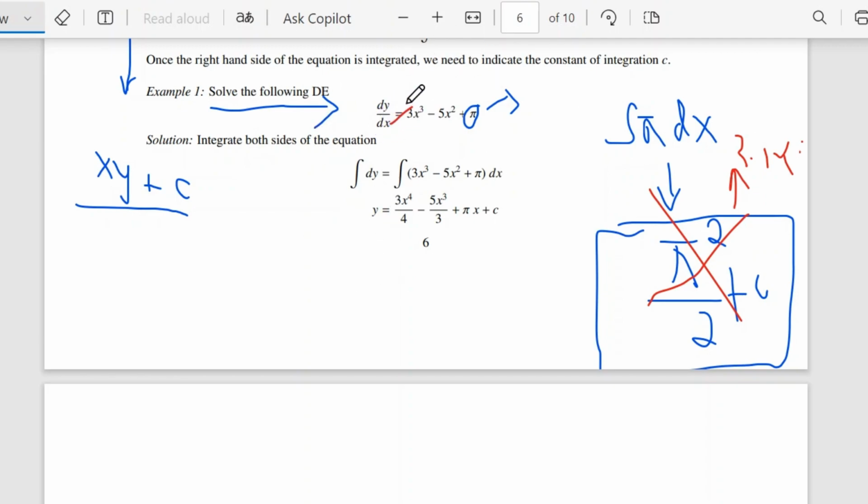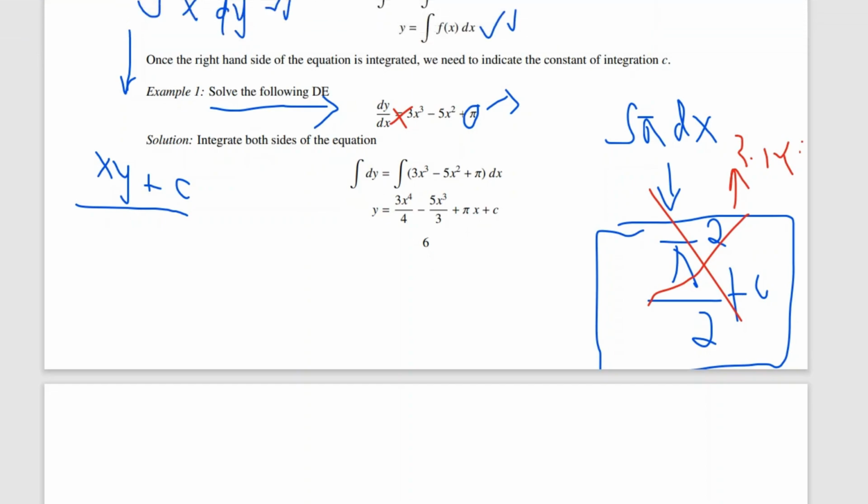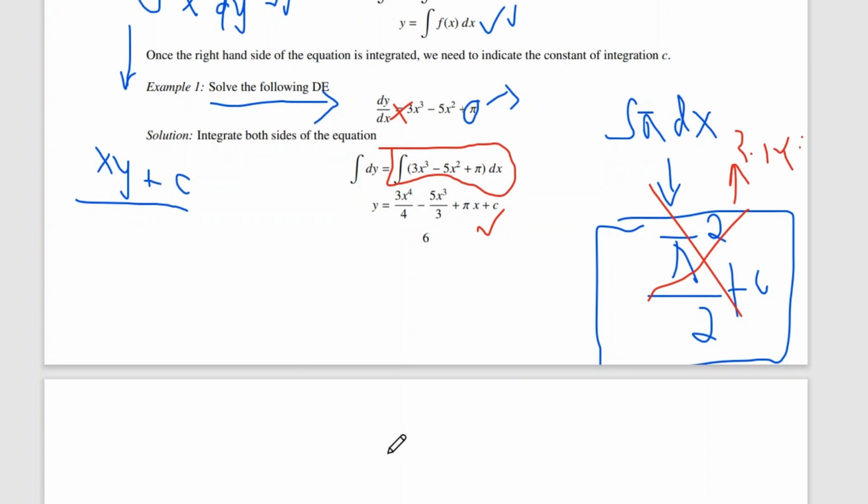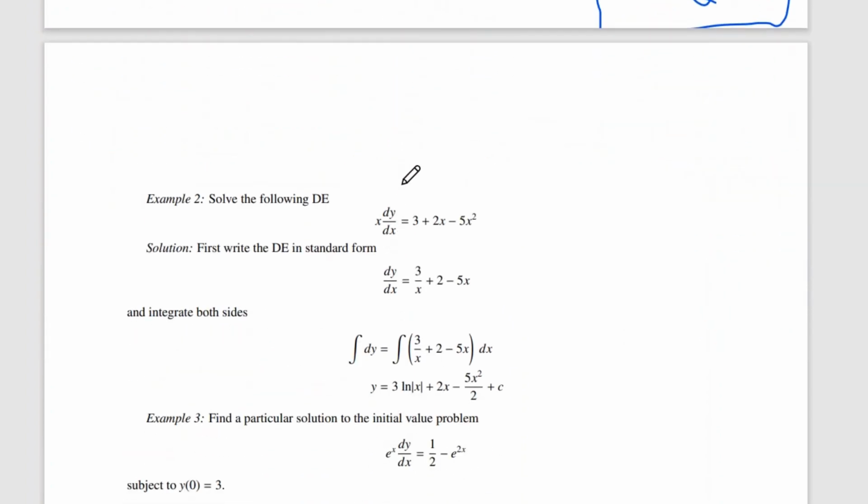Now, what is it that we need to do? First things first, we need to separate. After separating, you must make sure that whatever is multiplied by dx, or whatever is with dx, is composed of x only before we start direct integration. This is how it should look. Simple.